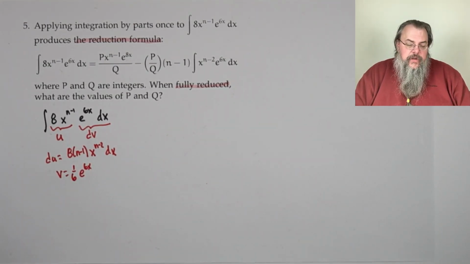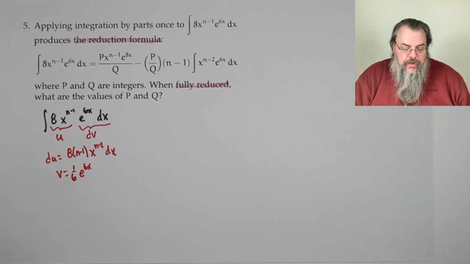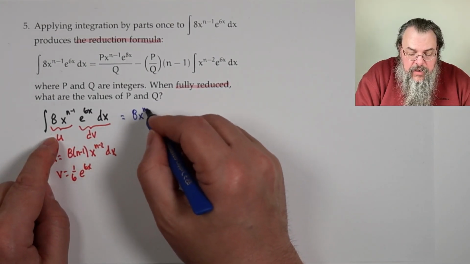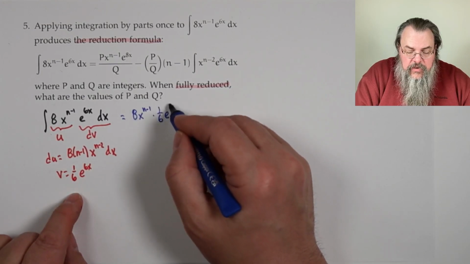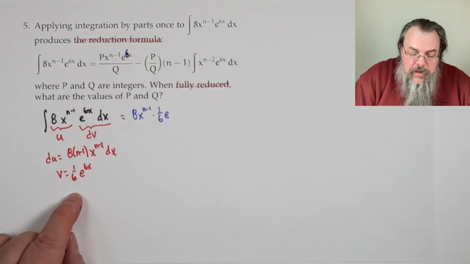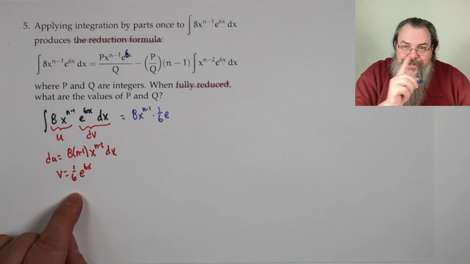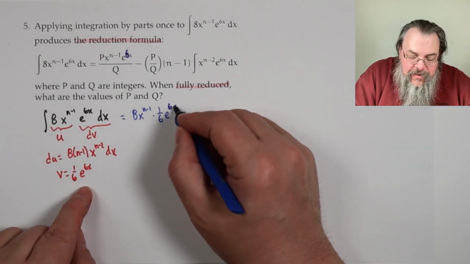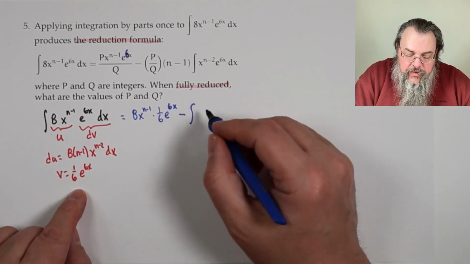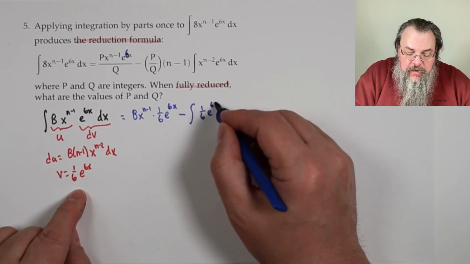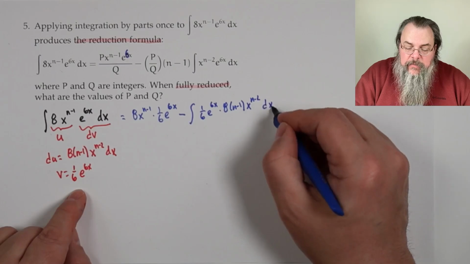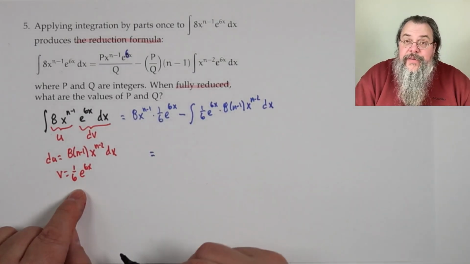So according to the rules for integration by parts, we're going to take u times v, so we have 8 x to the n minus 1 times 1/6 e to the 6x. There's a typo here. Just pretend I didn't have that typo in the problem. That should have been a 6. All right, 1/6 e to the 6x. Good. And now minus the integral of v du. So that's 1/6 e to the 6x times 8 times n minus 1 x to the power n minus 2 dx.